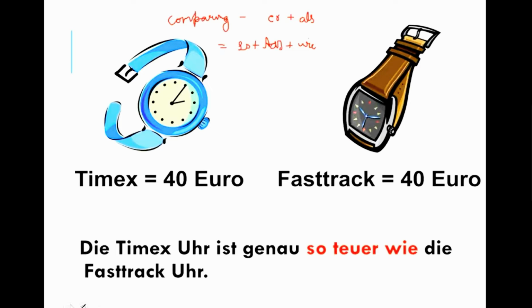So you're saying genauso or so, okay, means the same. Now you see, we are not adding another er to it. Okay. Because both are equal, right? 40 euro, 40 euro. Understood? So so plus adjective, normal degree of adjective, and wie. Clear? Okay. It will be more clear with the examples. Shall I erase whatever I have written?